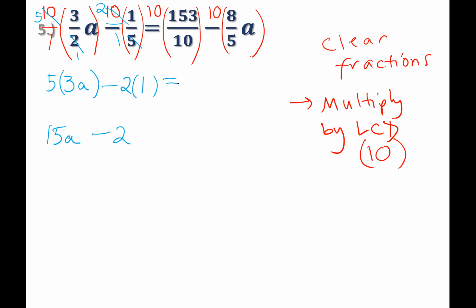Equals. Okay, my next fraction on the other side, 153 over 10. Well, when we multiply by 10, the 10s just cancel out because 10 divided by 10 is just 1. So this is really just 1 times 153, which is 153. Okay, last term, minus 8/5 a. When we multiply this by 10, the 10 cancels with the 5. 10 divided by 5 is 2. 2 times 8a is what I'm going to write. So minus 2 parentheses 8a. That turns into minus 16a.